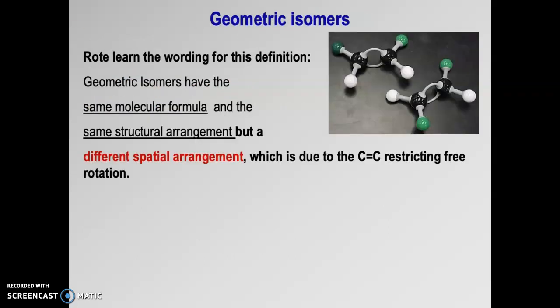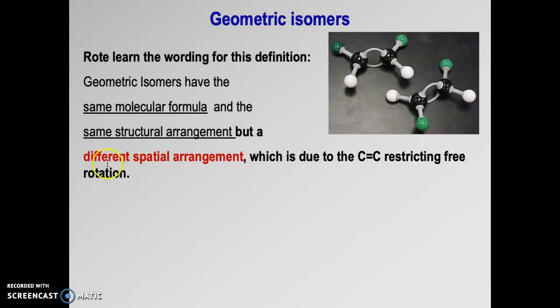Now when you look at geometric isomers, what happens with these ones is they have the same molecular formula. So these molecules here are representing 2 carbons, 2 hydrogens and 2 bromines, and likewise this isomer, 2 carbons, 2 hydrogens, 2 bromines. They've also got the same structure, because you'll see that it's got a bromine on carbon 1 and a bromine on carbon 2, and likewise the other isomer down here, it's got a bromine on carbon 1 and a bromine on carbon 2. So it is actually the same structural arrangement.